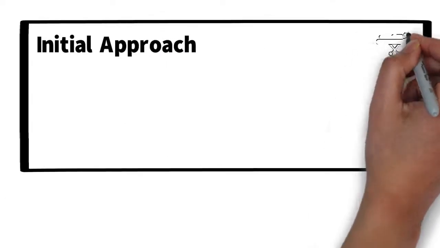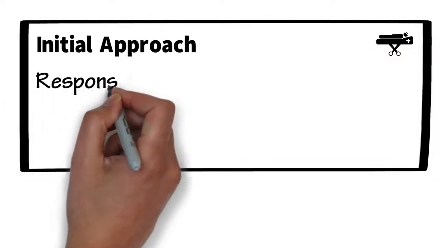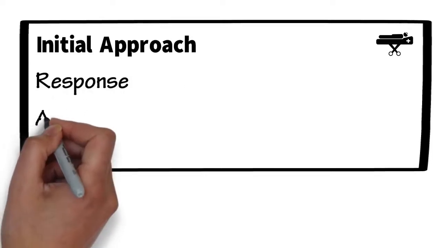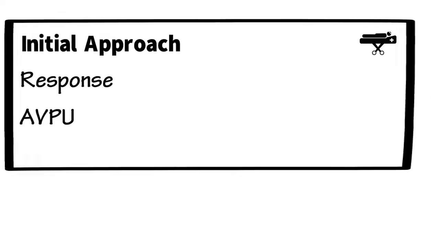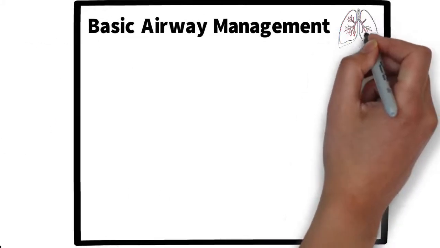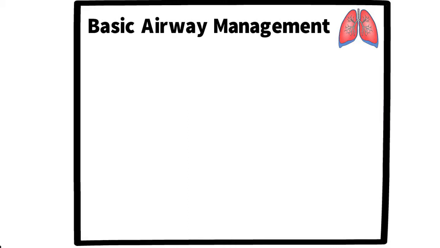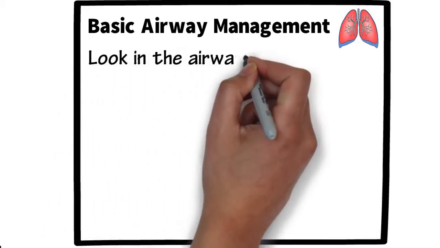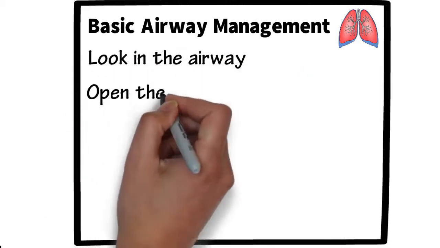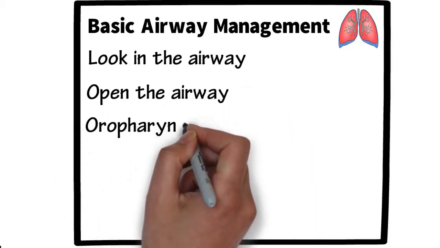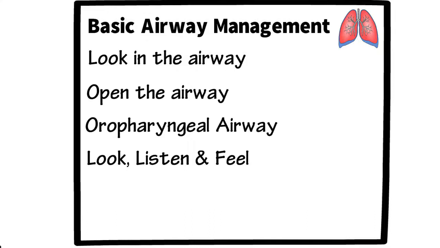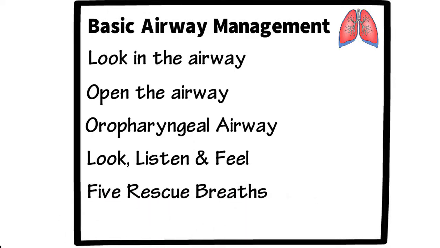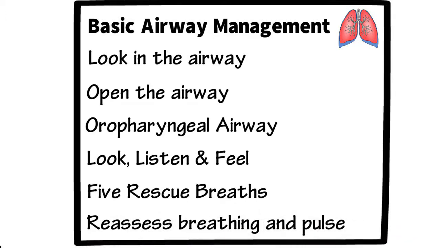So if we take an initial approach to the patient, we need to check for a response, and for that we're going to look at the Alert, Verbal, Pain or Unresponsive Scale, or AVPU for short. We'll then move on to basic airway management. So first thing we need to do is look in the airway. Are there any foreign body obstructions? Then we'll open the airway, we'll size up and place an OPA, and we'll look, listen and feel for breathing for up to 10 seconds. We're then going to provide 5 rescue breaths, and then reassess breathing and check for a pulse.